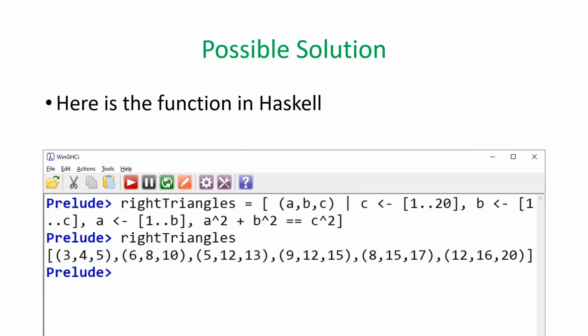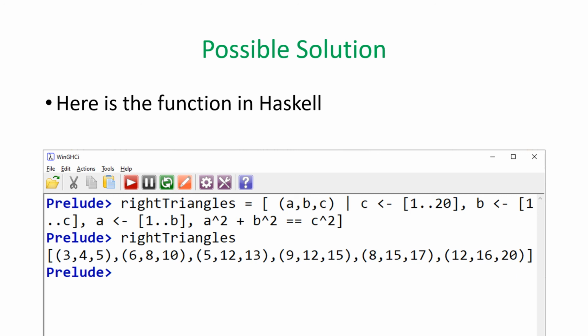So here's a list comprehension that does that. Again, we are making tuples, A, B, and C. And C comes from the numbers 1 through 20. B comes from the numbers 1 up to C, since it can't be larger than that. And A comes from the numbers 1 through B. And then the predicate is that A squared plus B squared equals C squared. And so when I run it, I get the list of all the right triangles of integer values whose edges are less than or equal to 20.